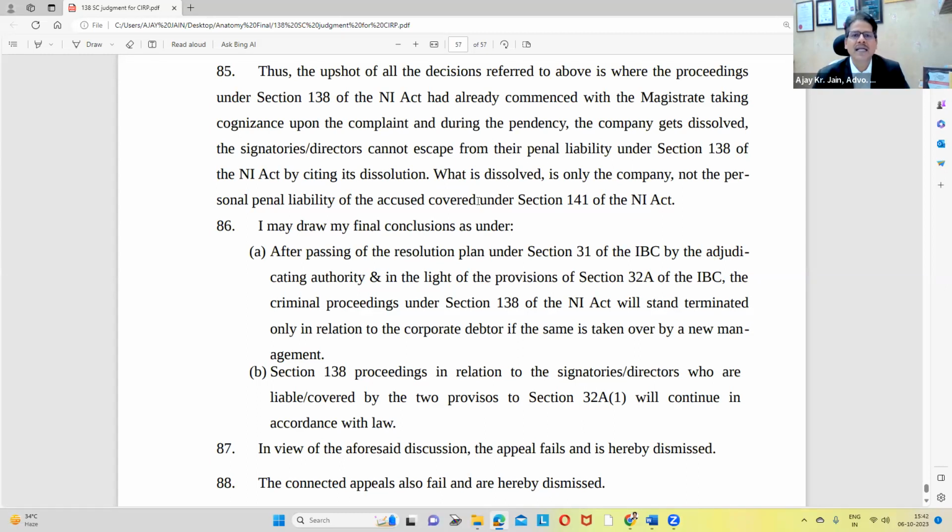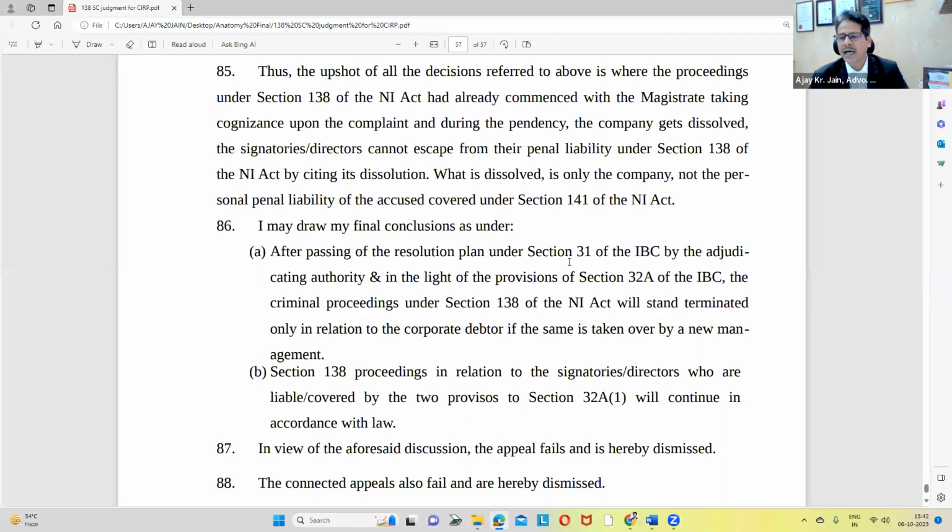Here, the Honorable Supreme Court held that what is dissolved is only the company, not the person, not the personal penal liability of the accused covered under sections 140 and 141 of the Negotiable Instruments Act. I may draw my final conclusion as under: after passing the resolution plan under section 31 of the IBC by the adjudicating authority, and in the light of the provisions of section 32A of the IBC, the criminal proceedings under section 138 of the NI Act will stand terminated only in relation to the CD.